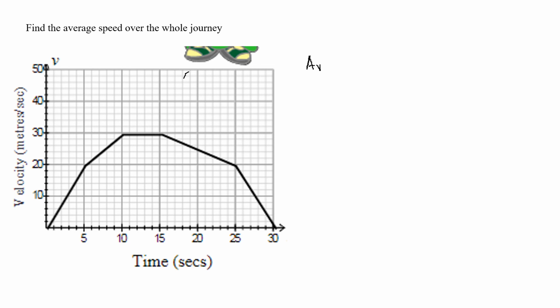And now we're being asked to find the average speed over the whole journey. So you will probably remember from when you did speed, distance and time or distance speed graphs, the average speed equals total distance divided by total time.